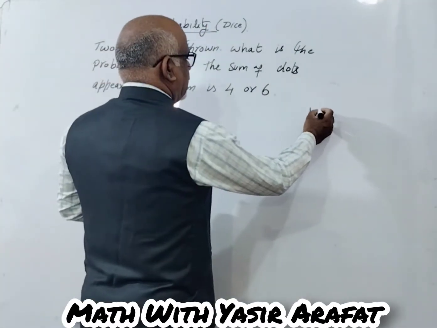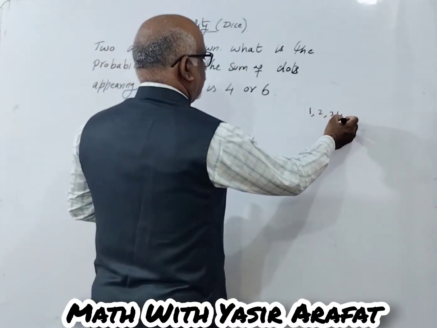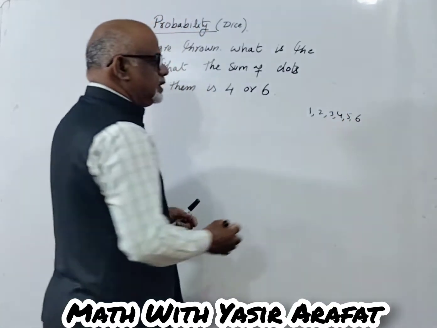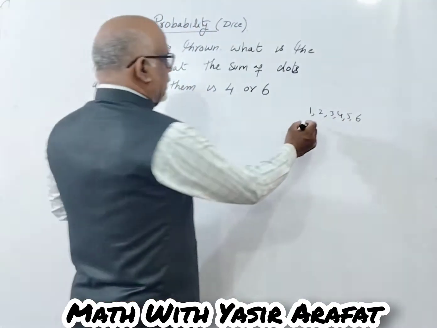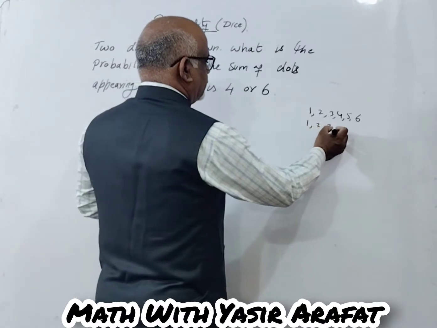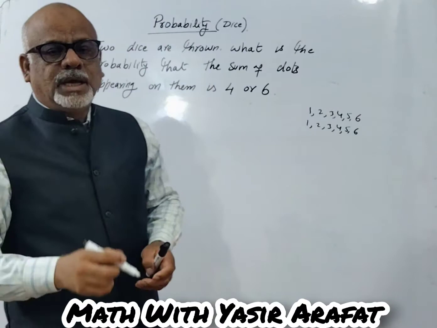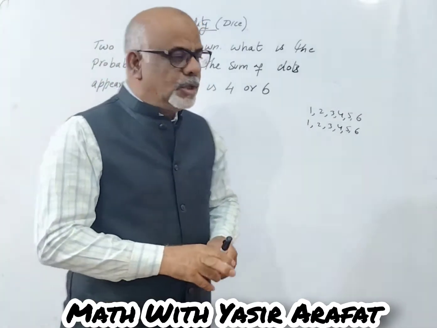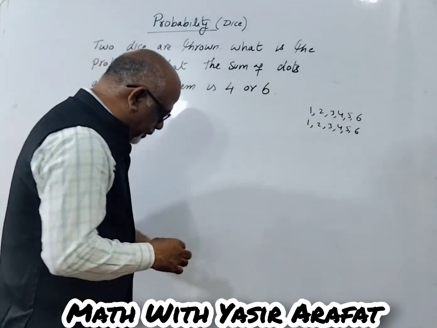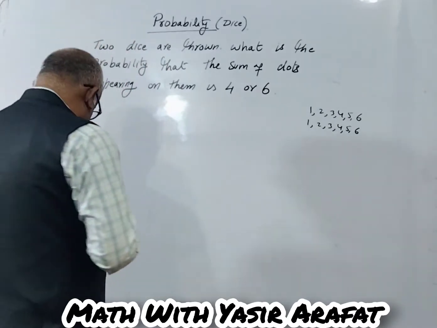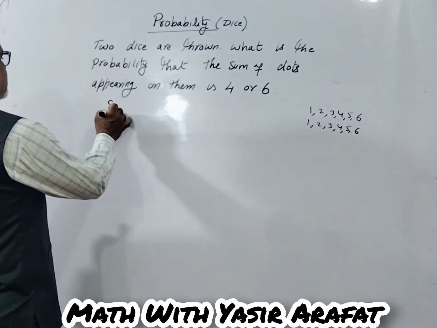One die has 1, 2, 3, 4, 5, 6 dots, and the other die is the same. So here, two dice are thrown simultaneously. What will be the sample space here? First we have to find out the sample space.